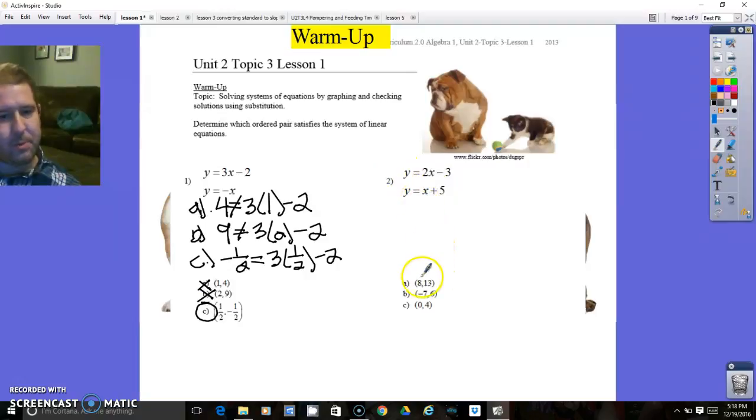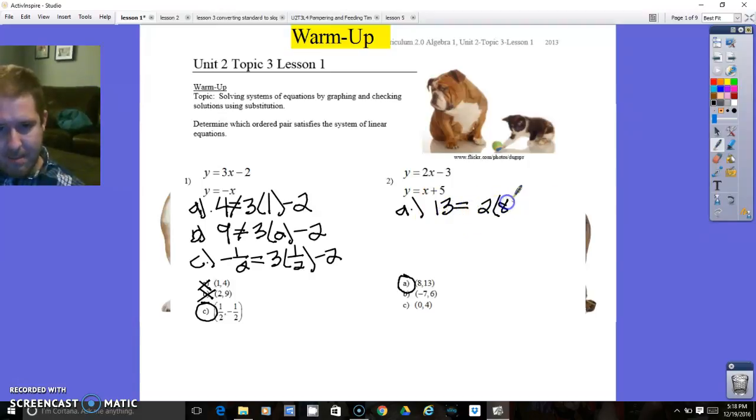Now in question number 2, A works, and I can prove that here. 2 times x, oops, I forgot about the y. So 13 equals 2 times 8 minus 3. 2 times 8 is 16, minus 3 is 13. So that does work. And 8 plus 5 is also 13. So A is an answer.